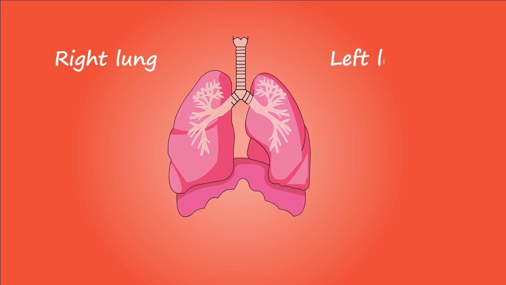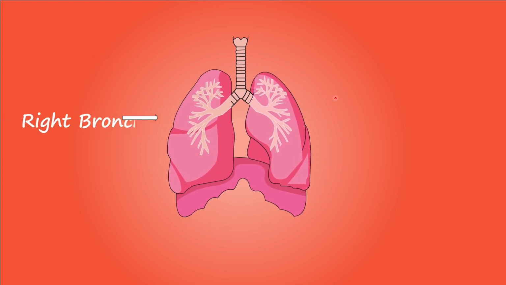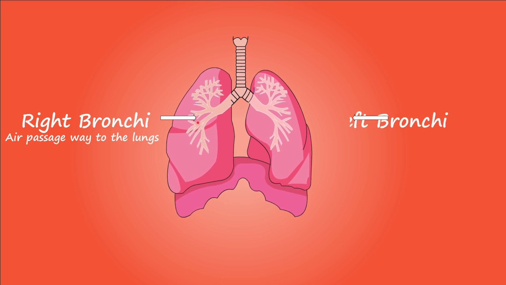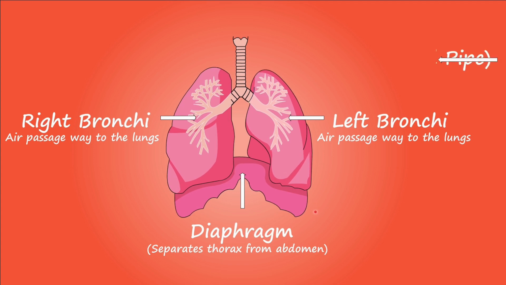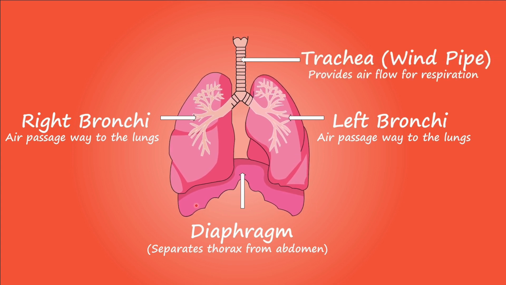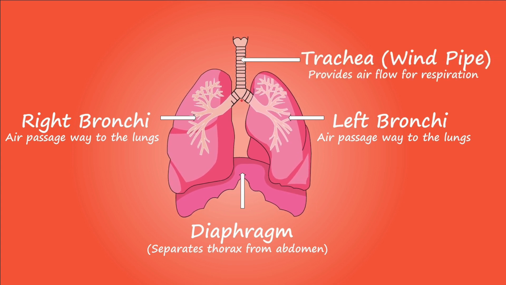This is the right lung, this is the left lung, the right bronchus, the left bronchus, and this is the diaphragm which separates the thorax from the abdomen, and this is the trachea, the windpipe. So I think you have a fair idea about the diaphragm, its location, its presence. So let's jump on to our topic.